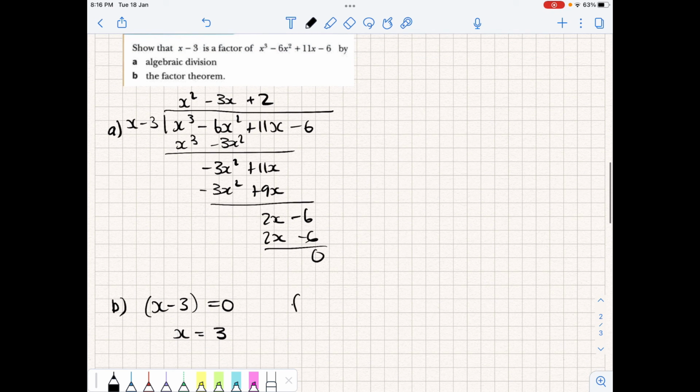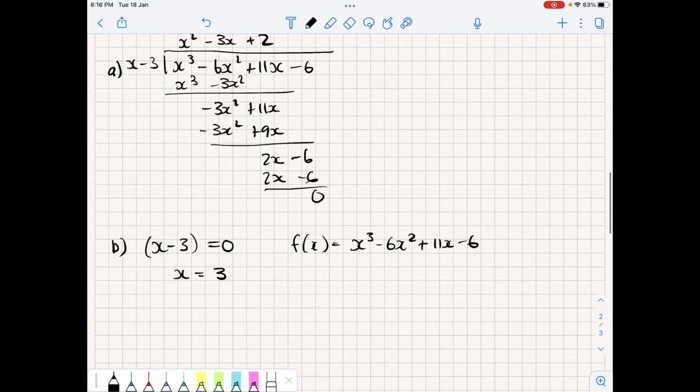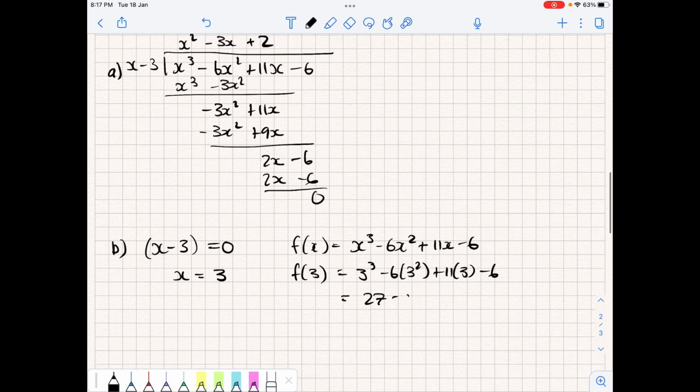So if we say f of x is equal to x cubed minus 6x squared plus 11x minus 6, let's substitute in 3 and see what we get. So we'll get 3 cubed minus 6 times 3 squared plus 11 times 3 minus 6. That's going to give us 27 minus 54 plus 33 minus 6, which is 0. Okay, so because we get 0, we can say that x minus 3 is a factor of the larger polynomial.